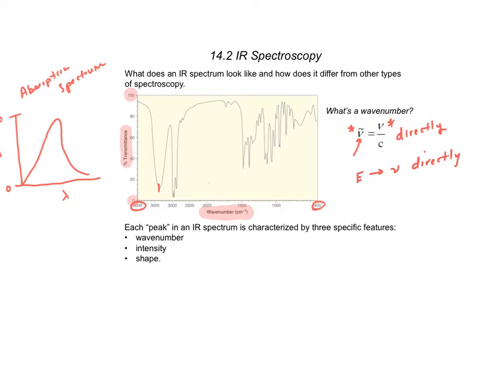So where is the largest energy on this spectrum? Is it over here on the left, or is it over here on the right? I would say on the left. On the left, right? So again, the higher the wave number, the larger the energy of whatever transition we are looking at. So everything over here on the left-hand side of the spectrum is going to have a higher energy than everything over here on the right of the spectrum.